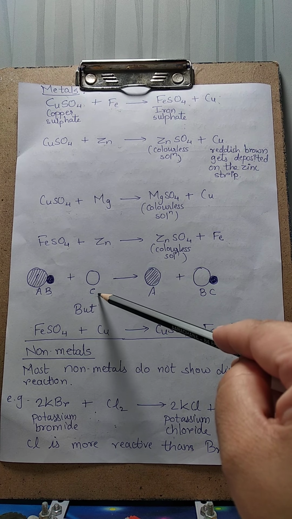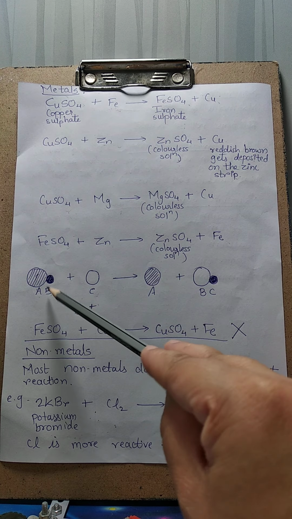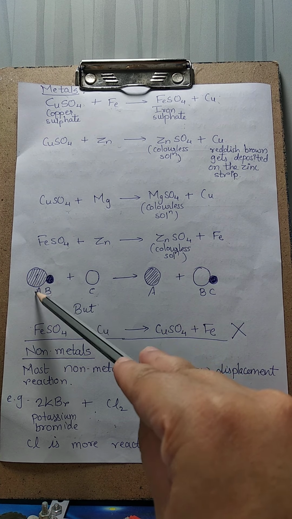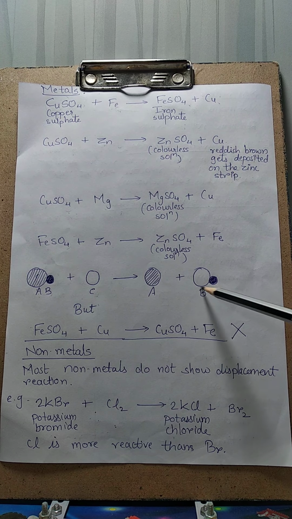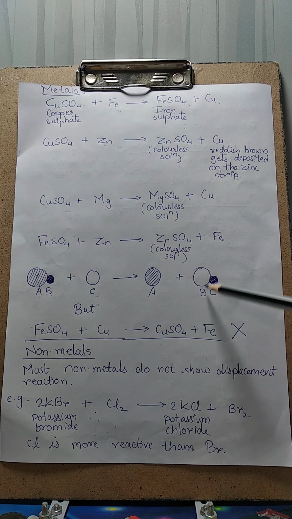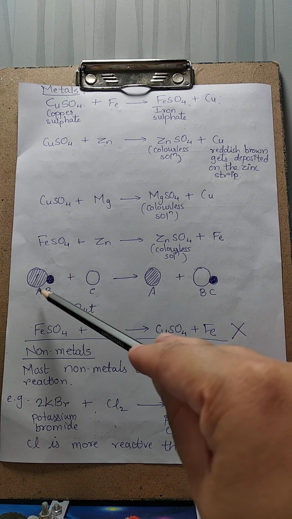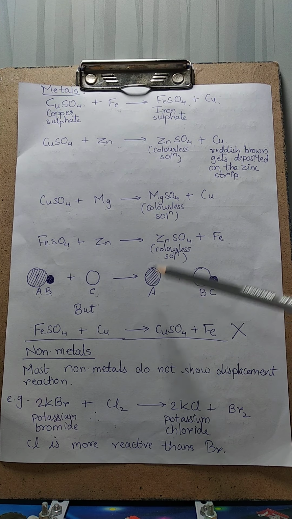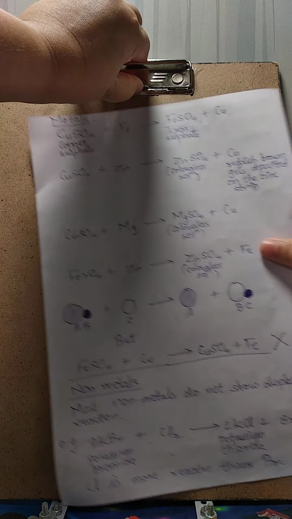So during a displacement reaction, what happens? This C displaces A, it removes A from its salt and it becomes CB here. B and C combine over here and A is separated. So this is a displacement reaction. Few more displacement reactions are there in your syllabus. We will see them also.